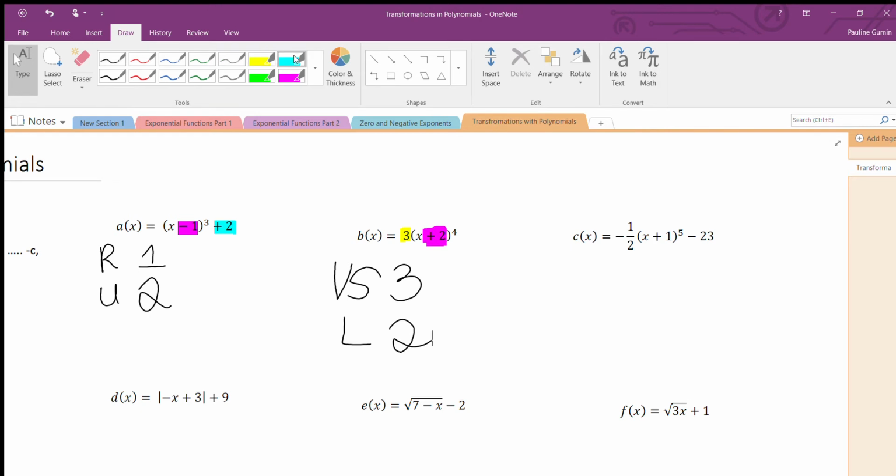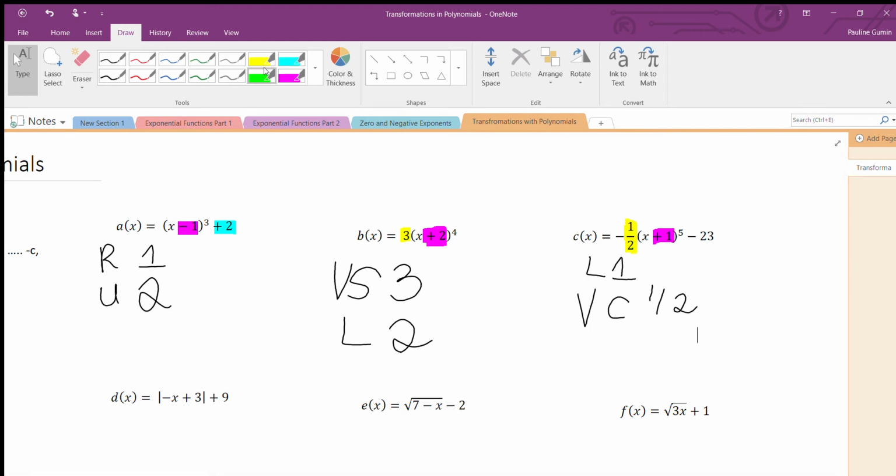Now I see an inside, a +1. Why don't I just write it down as we go? So that is to the left one, because it's a plus. It's backwards. Okay. Next, I see a number outside my parentheses. It's a 1/2. So this 1/2 is smaller than 1. This is going to be a vertical compression by 1/2. So you'd multiply your y's by 1/2.